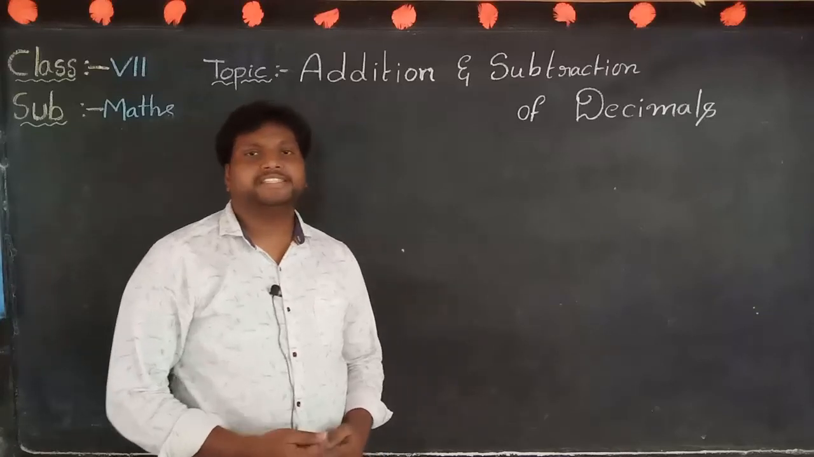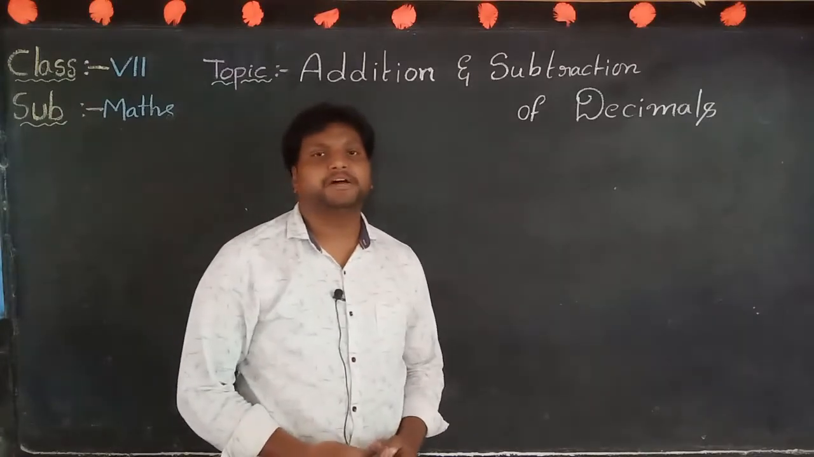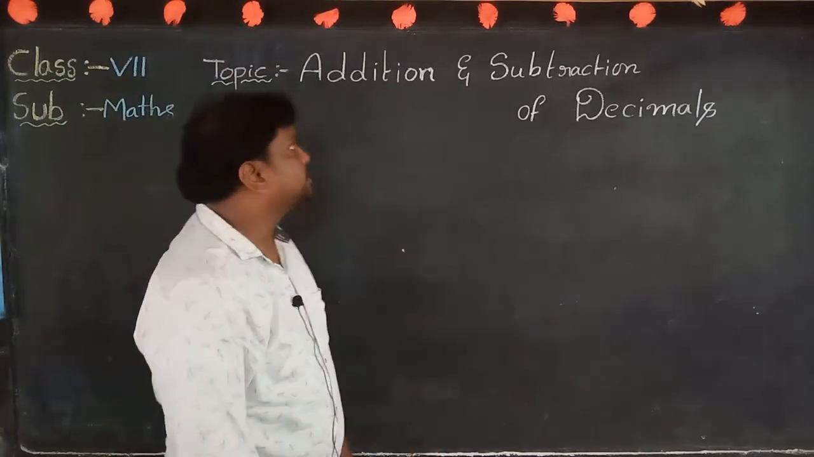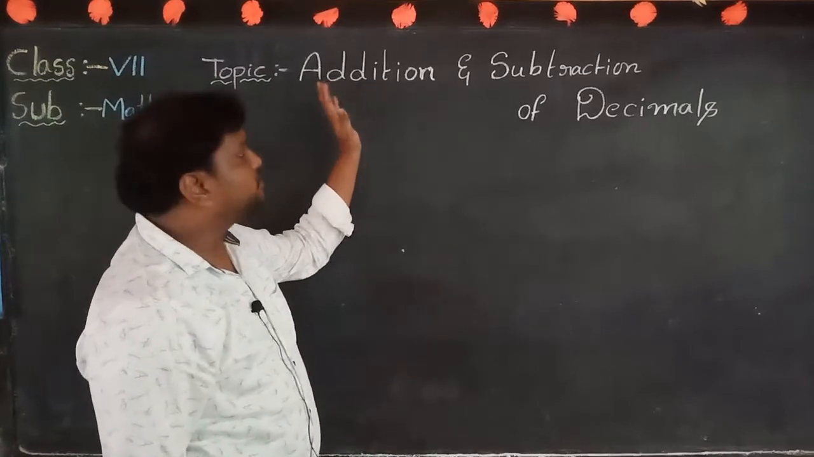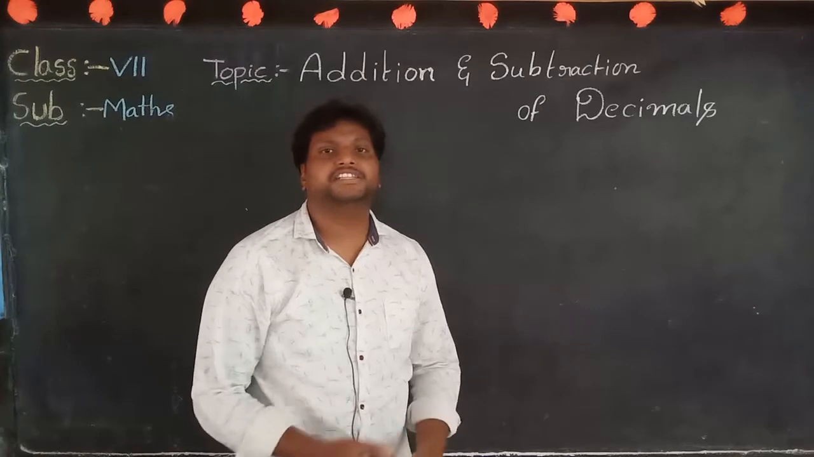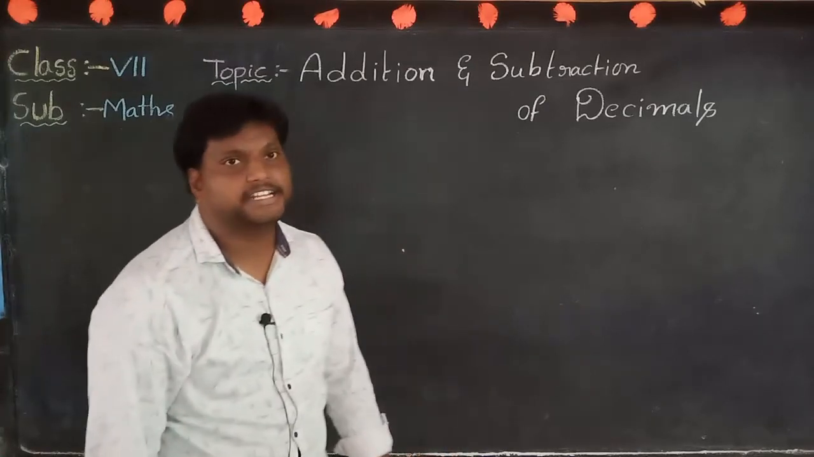Good morning students. Last class we discussed decimals, the types of decimals, comparison of decimals and place value of decimals. In this class we'll discuss addition and subtraction of decimals. On that, first of all we will discuss addition of like decimals. After that we'll go to addition of unlike decimals.